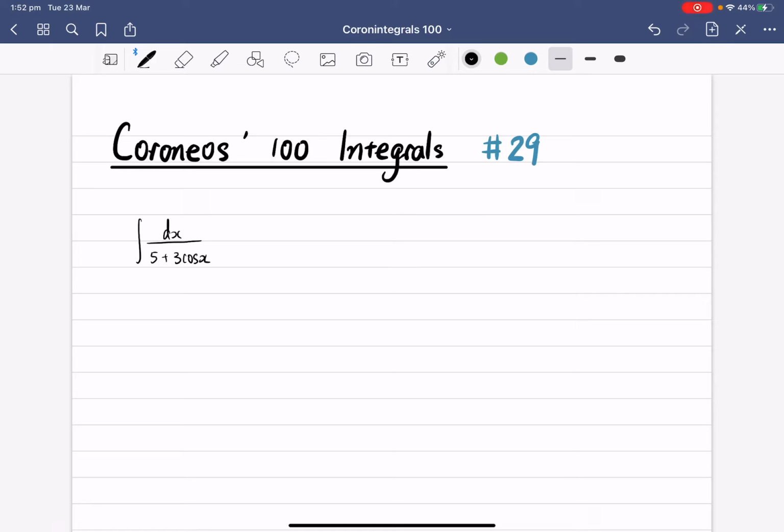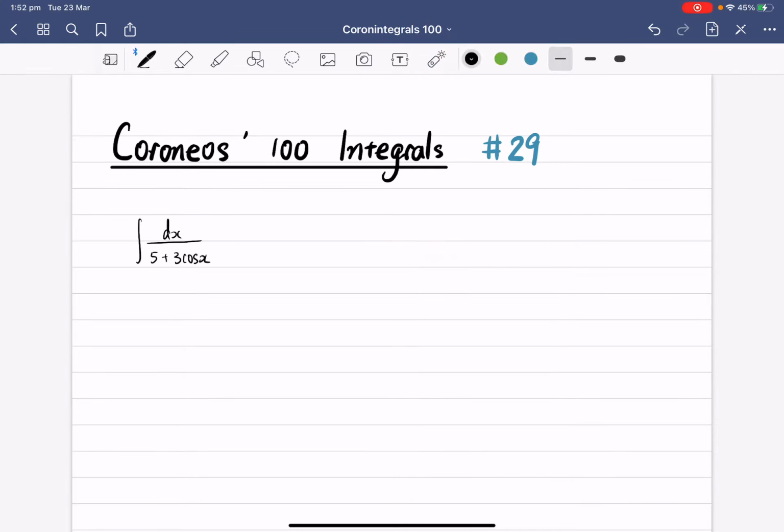Okay, Coroneos 100 integrals, number 29. For this question here, there's no obvious way of changing this 5 plus 3 cosine x into anything so we can integrate it very nicely. Can't really do any sort of substitution. If you try to use u equal to cosine x, it's not going to lead you anywhere.